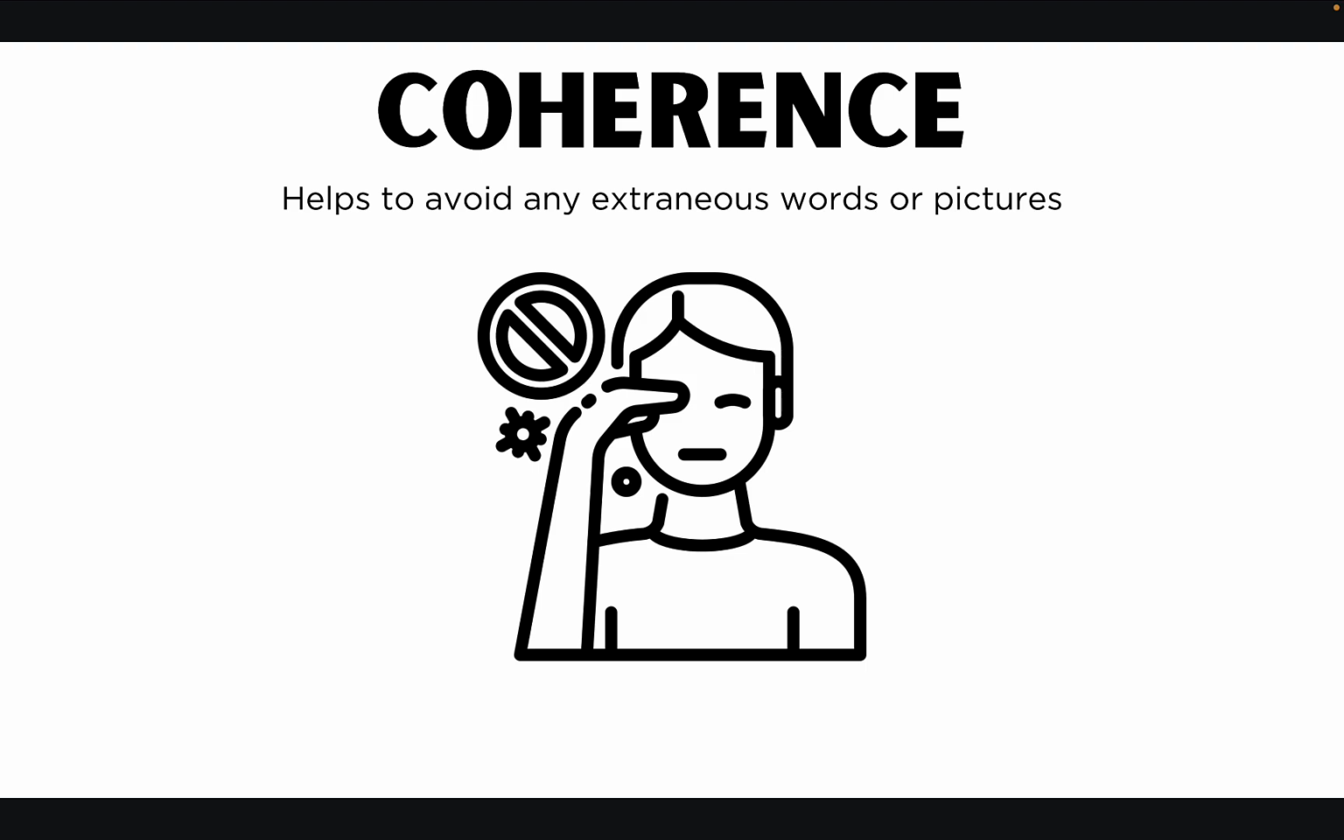First, coherence helps to avoid any extraneous words or pictures in presentation. This can include not incorporating complex diagrams, colorful backgrounds, or loads of text to reduce processing for the learner.